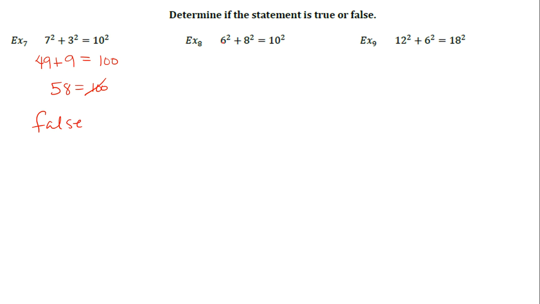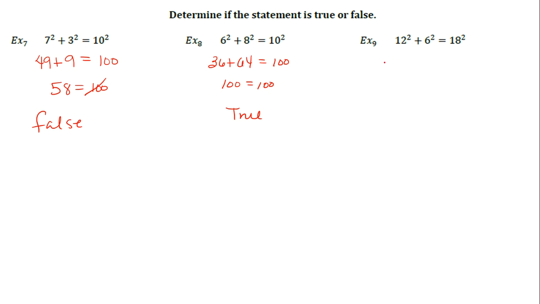Example 8. Let's see if this is a true statement. We have 36 plus 64 equals 100. We add the left, and this is a true statement. Therefore, a right triangle is produced with the side lengths 6, 8, and 10. 6 and 8 would be our legs, and 10 would be our hypotenuse.